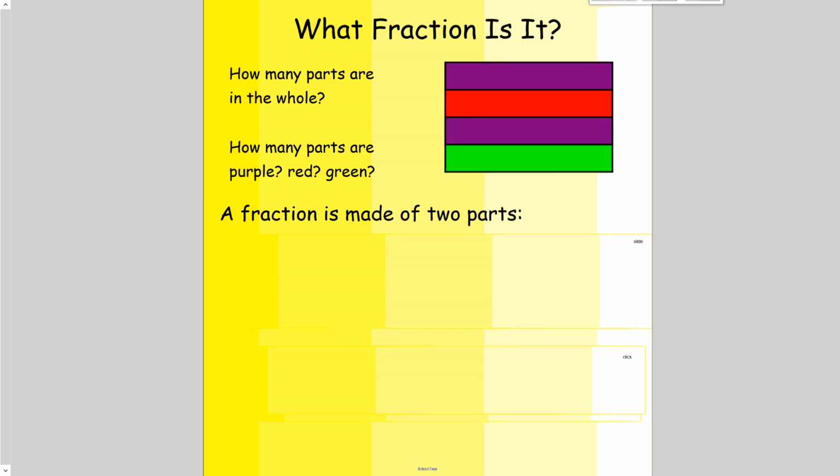So now let's see if we can figure out what fraction it is. We're going to use this rectangle here, which is broken up into different parts. Well, how many parts are there in the whole? Think about it. There are 4 parts. 1, 2, 3, 4. Well, how many parts are purple? Well, there's 2 purple parts. There's 1 red, and there's 1 green.